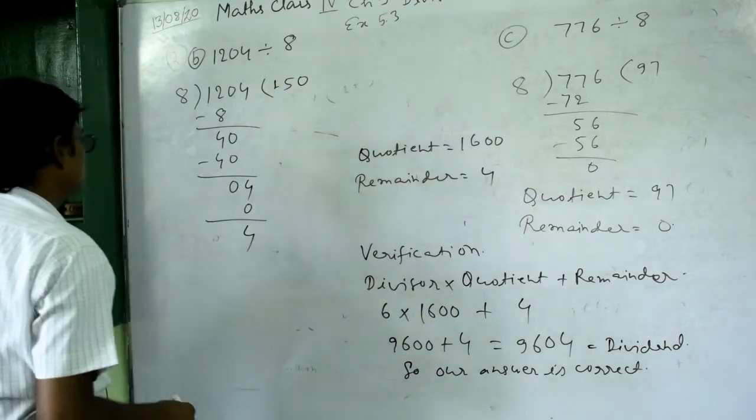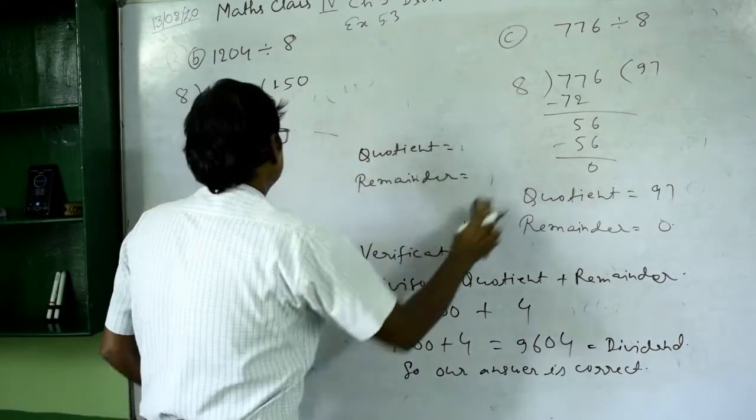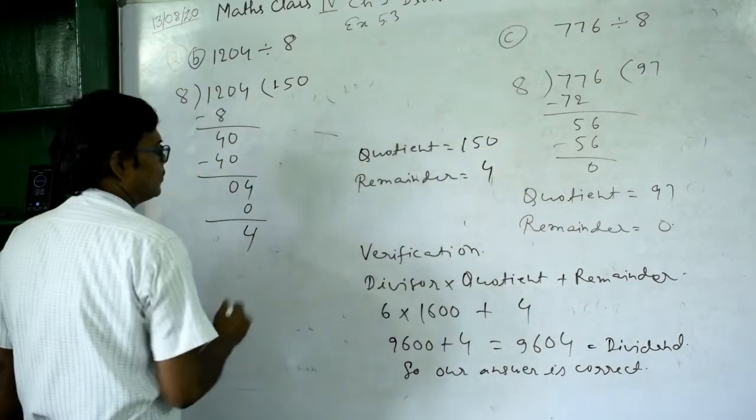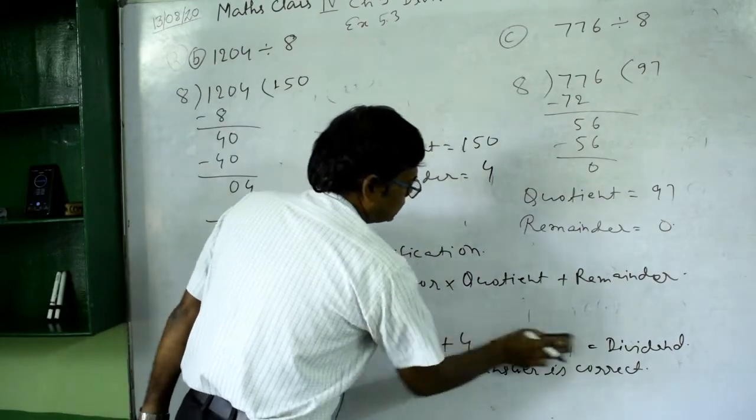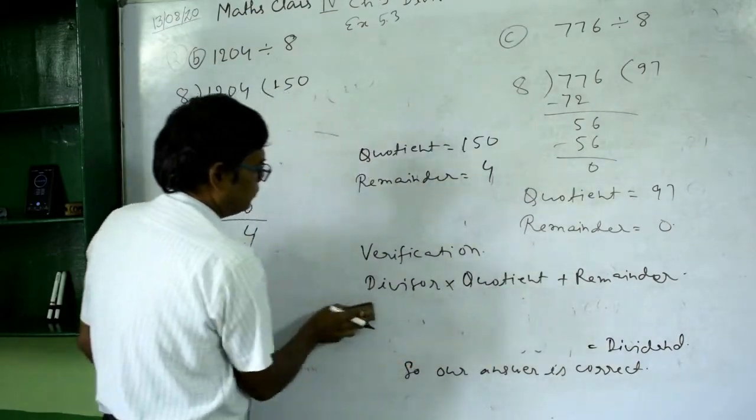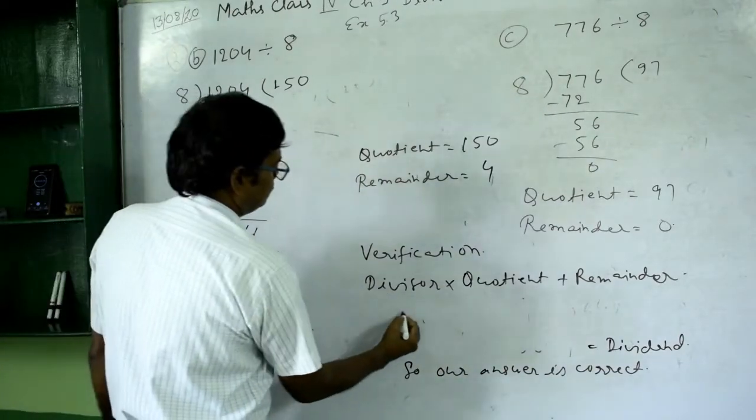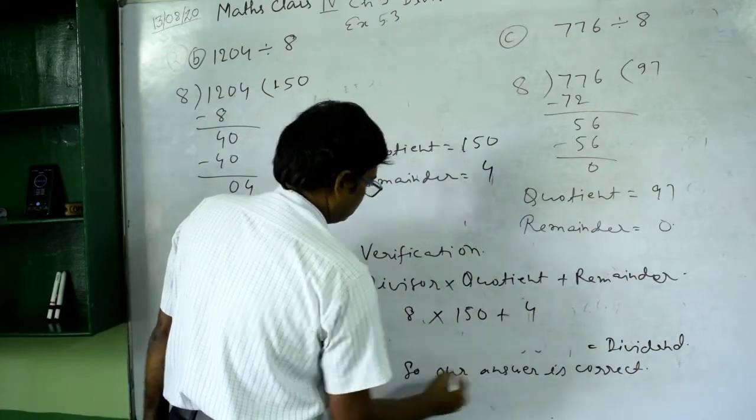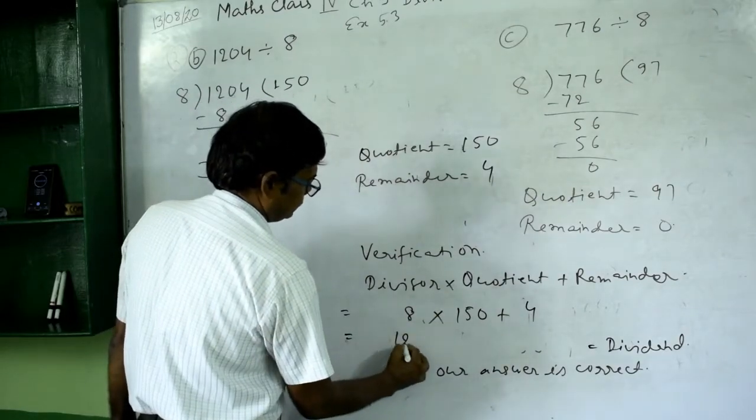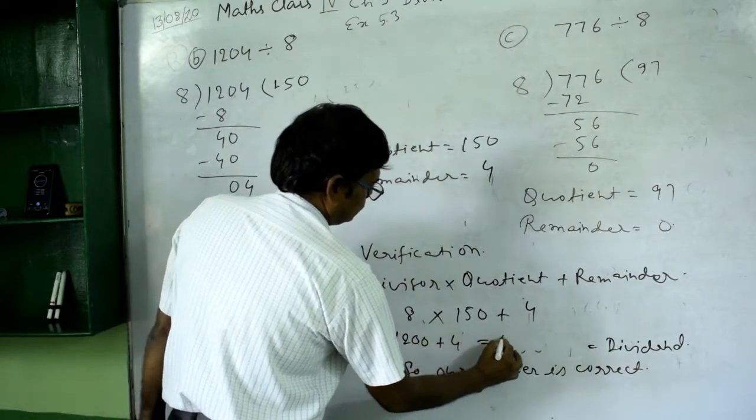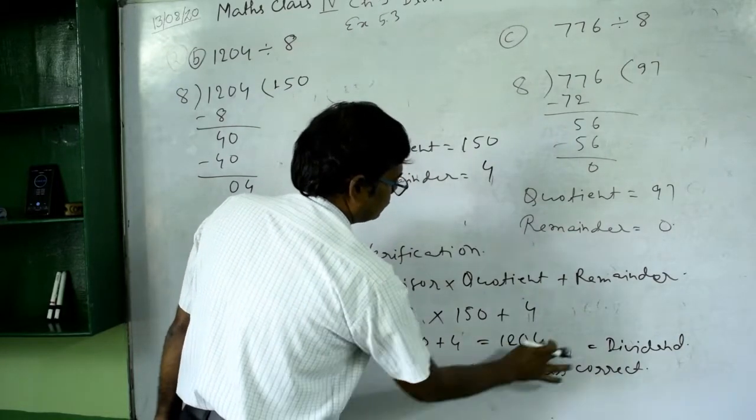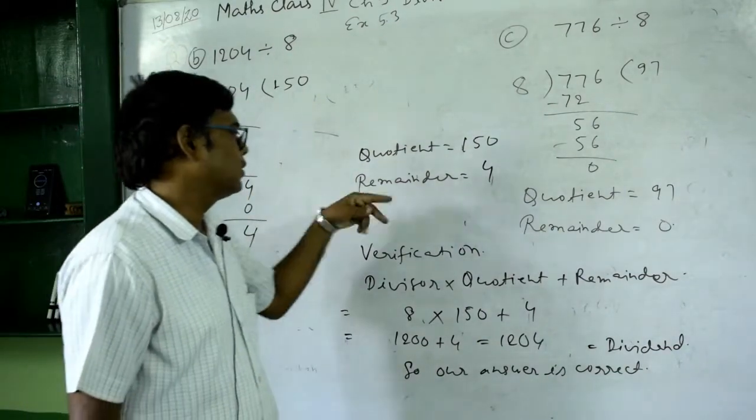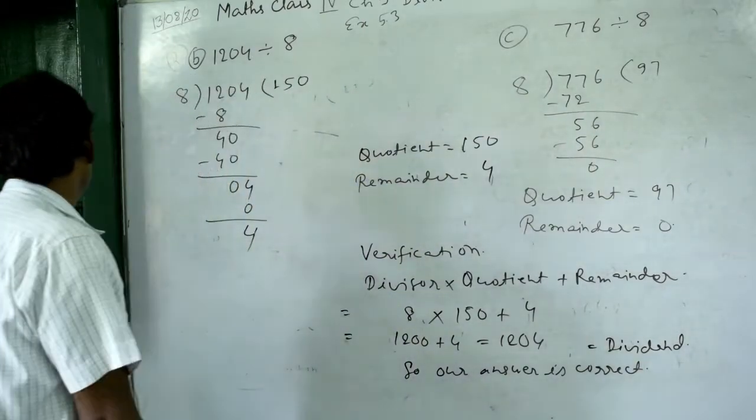So therefore here the quotient is 150 and remainder is 4. Now here verification. So just erase this number and write the new number here. In the place of divisor you have 8 into quotient 150 plus remainder 4. So it will be, now see that this number 1204 is equal to this dividend, and therefore our division is correct. So this is the method of doing this.